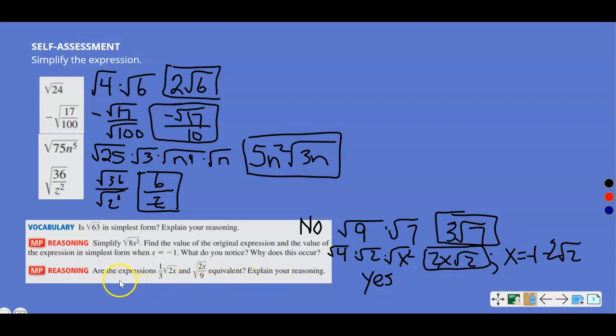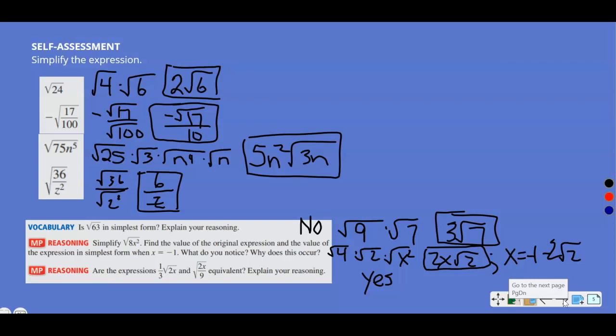All right, the last one: are the expressions 1 over 3 times the square root of 2x and the square root of 2x over the square root of 9 equivalent? Explain your reasoning. I put yes. So if we leave this here, we can say the square root of 2x over the square root of 9. The square root of 9 becomes 3. You can assume that 1 in front of your radical sign, so that becomes 1/3 times the square root of 2x, which means those are equivalent.